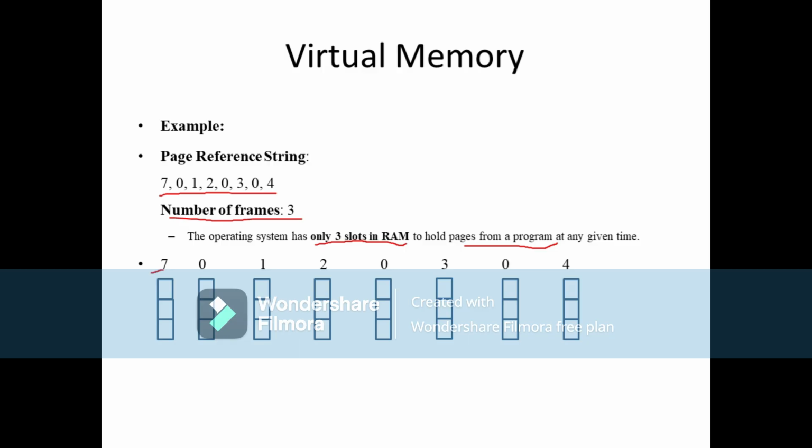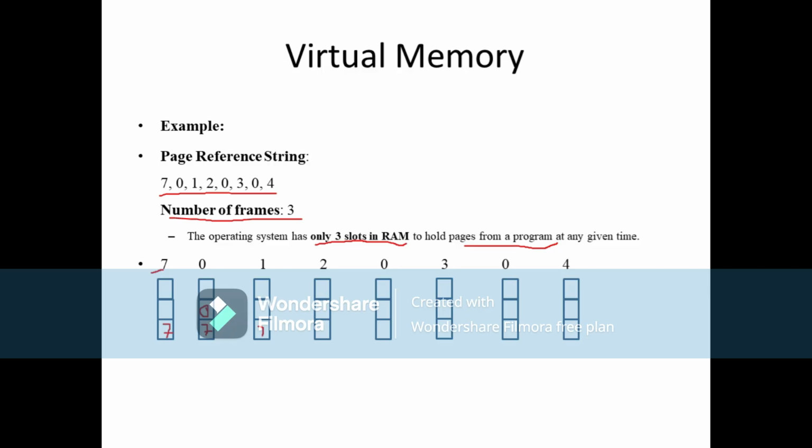The page fault occurs because all the frames are empty. So we have to load page 7 in one of the frames. Okay, so there is a page fault. The next page needed by the process is page number 0. 7 is already there, and there is a page fault because page number 0 is not there in the frame. So let's bring page number 0 into our frame.